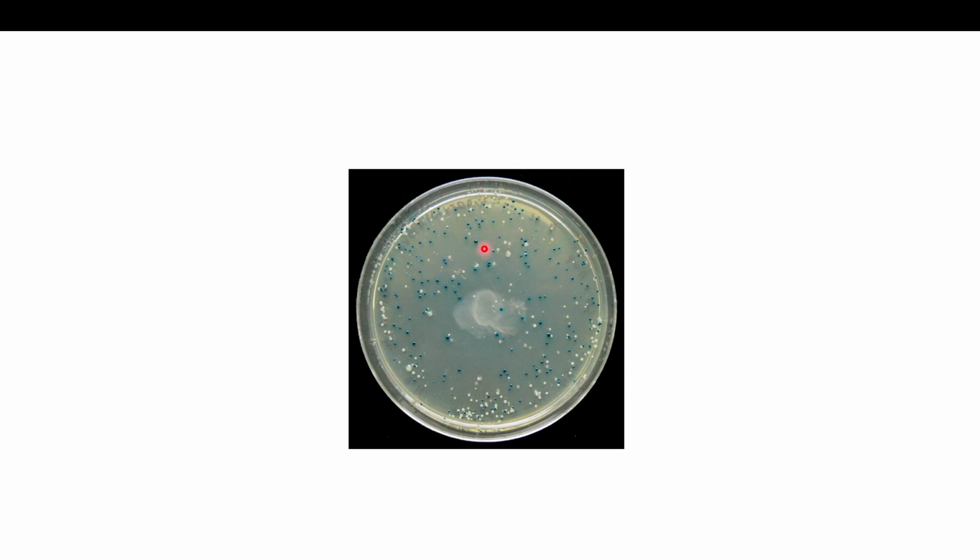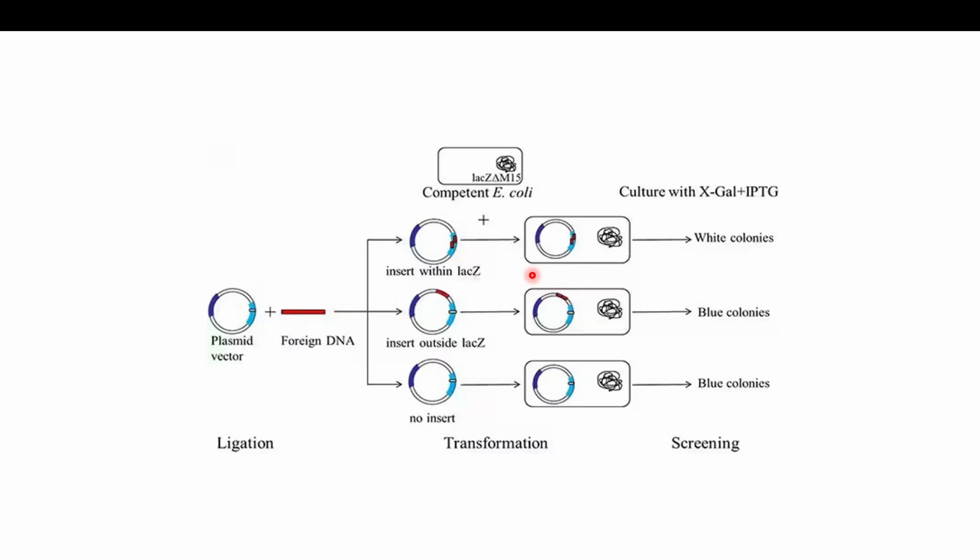So these blue ones have to be neglected, because the cells in these blue colonies haven't really taken up your DNA. Or even if they have taken up the DNA, the insert hasn't been placed at the correct site. So this is what is represented here. This is the plasmid vector. This is the foreign DNA.